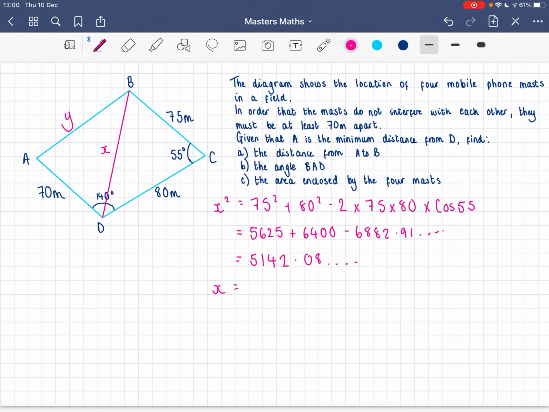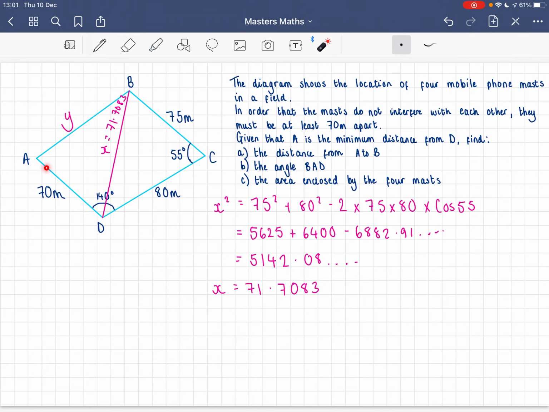To get my x, I need to square root that answer, which gives me 71 point. Now I'm going to leave a good few decimal places here, so that I'm not rounding too early and making my answer less accurate. I'm going to leave 4 decimal places, so I have 7083. So this is my length of x. So this length here is now 71.7083.